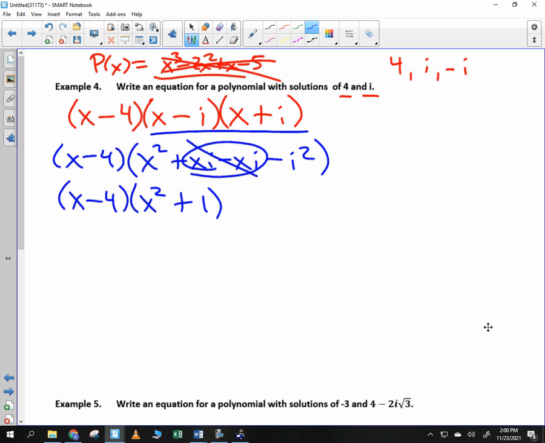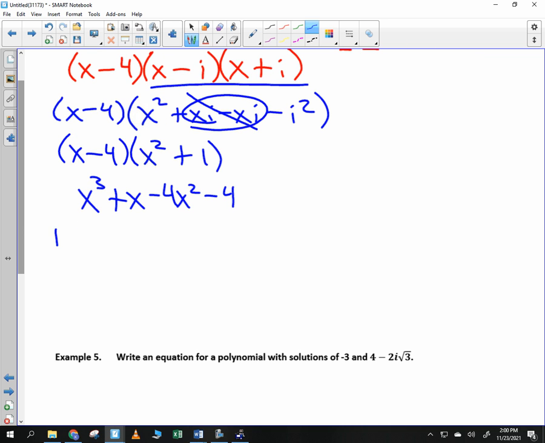Can we now multiply this out? x times x squared. x times 1. Negative 4 times x squared. Negative 4 times 1. So I have this polynomial is of the form x cubed minus 4x squared plus x minus 4.